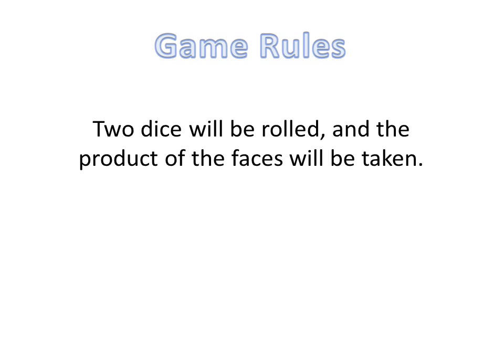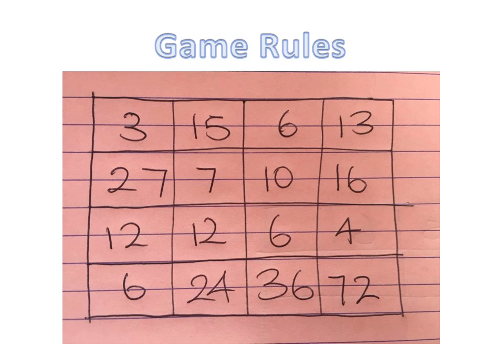Rules of the game. Students are told that 2 dice will be rolled and that the product of the numbers shown on the faces will be taken. If students have this number on their grid, they can cross it off. Numbers can be on their grid more than once, but only one can be crossed off per roll. The first student to get 4 in a row, either horizontally, vertically, or diagonally, shouts "Bingo" to win.